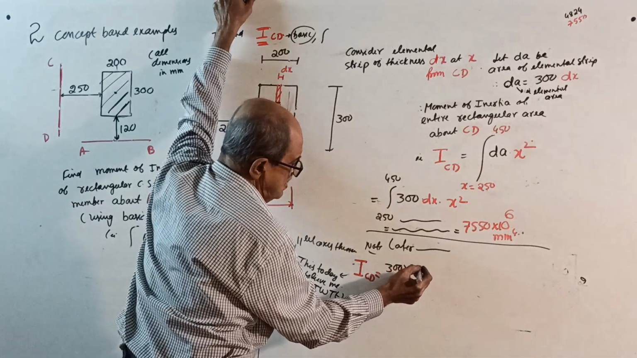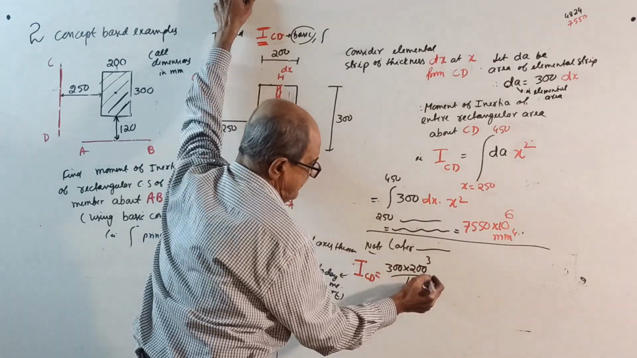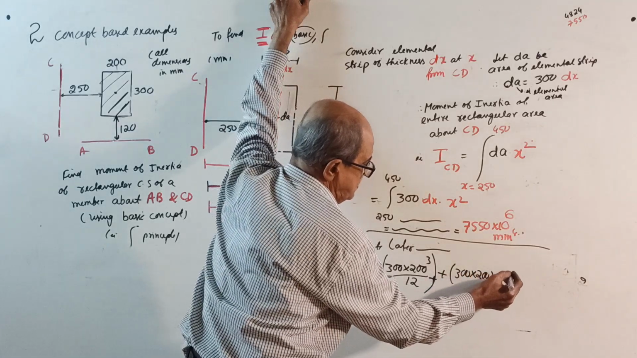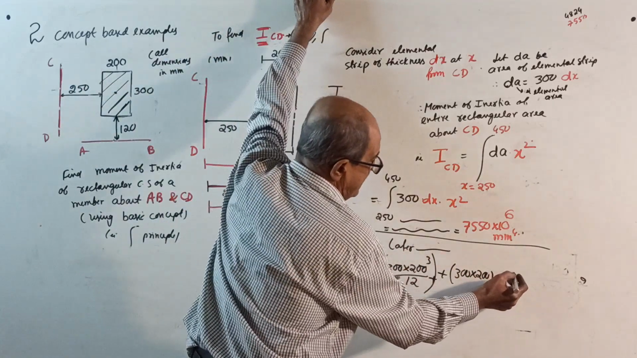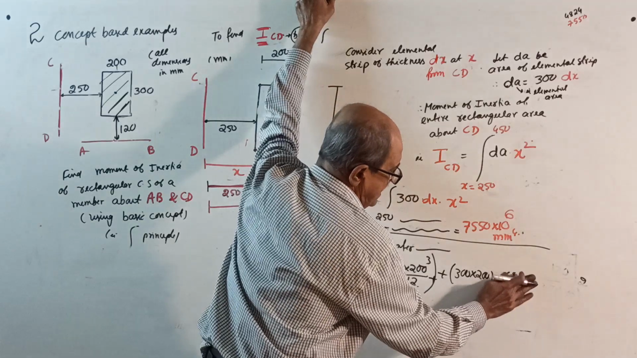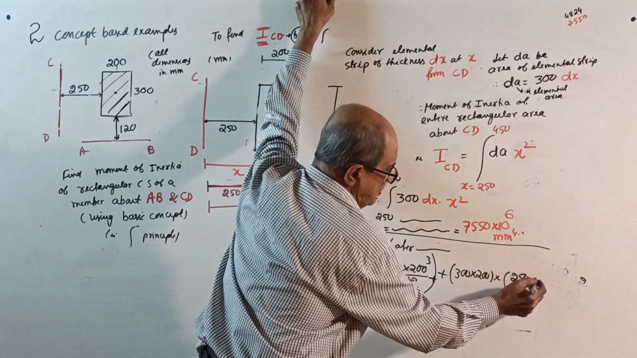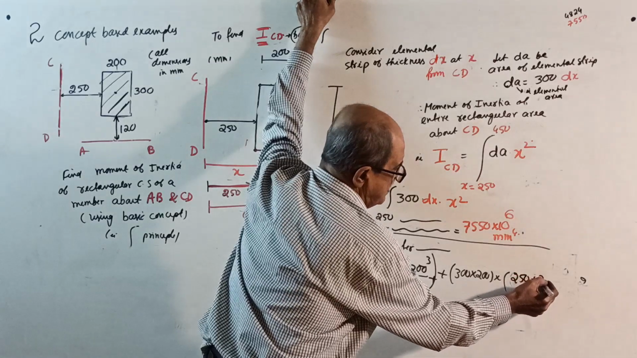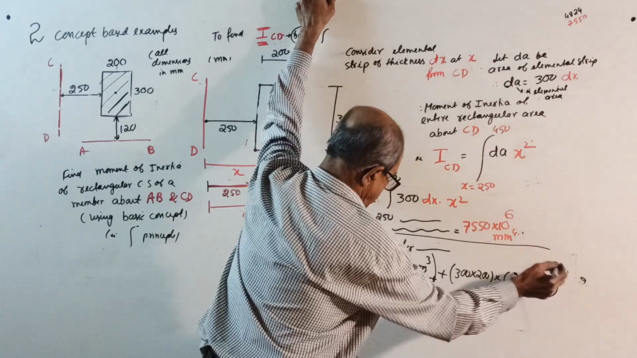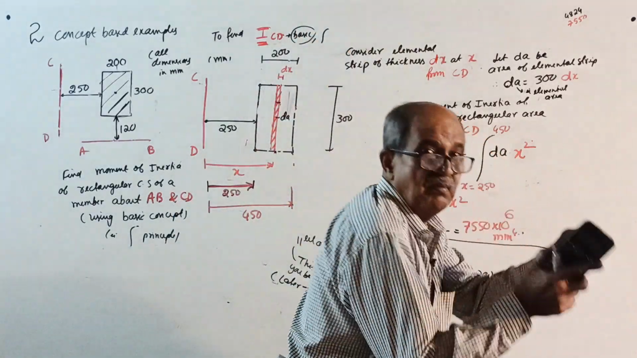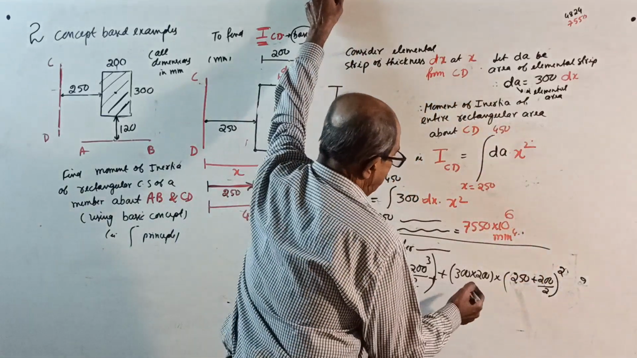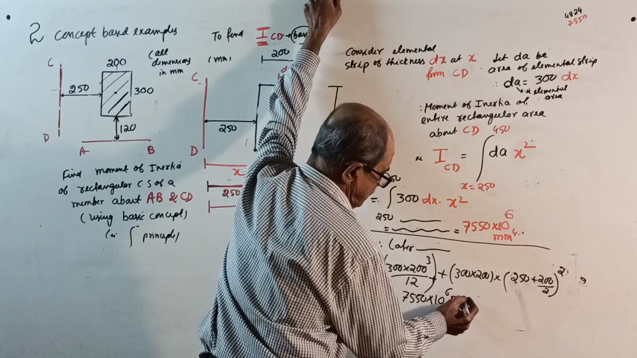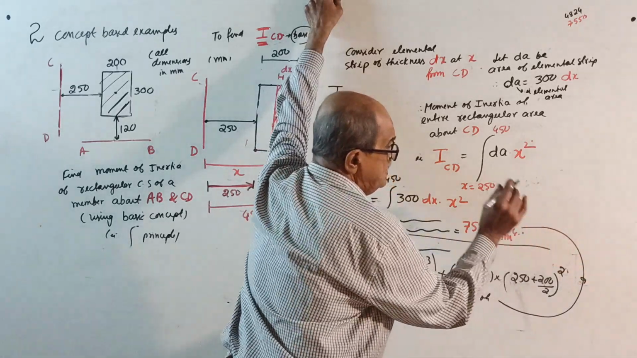300 into, not now, today you believe me, 12 plus, this is IG plus area: 300 into 200 into 250 plus half of 200, 250 plus 200 by 2, whole square. This all I will explain later. Today not possible, because I told you, believe me. Calculate. 7550, I got confident, into 10 to the power 6 millimeter power 4. Right. Oh, this also tallies.